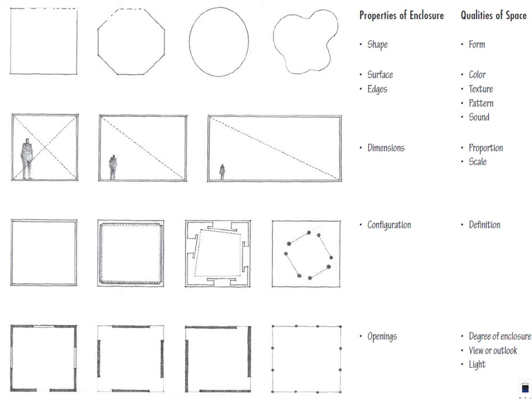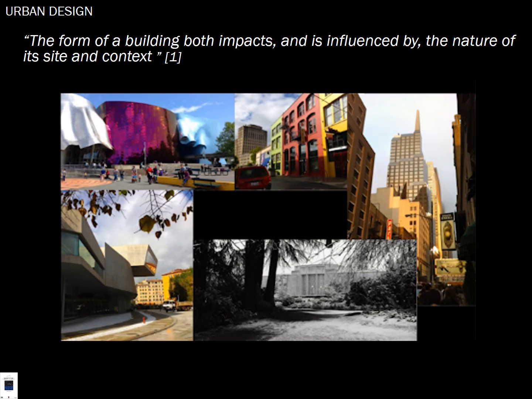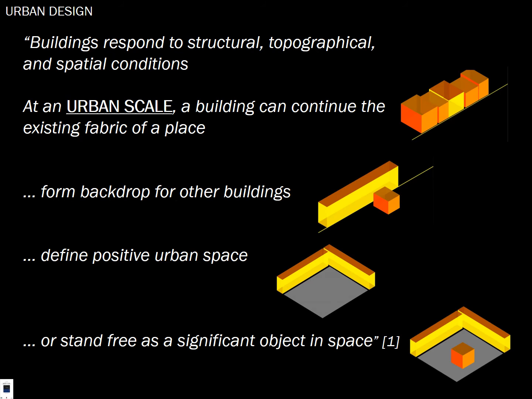I do want you to come back and take a look at these and digest them. We're going very fast, so the properties of enclosure and the quality of the space and how each one of those varies. The form of the building both impacts and is influenced by the nature of the site and context, always. Not just Frank Lloyd Wright organic architecture, all architecture should be that way. Respond to the structures, the topography, and the spatial conditions.